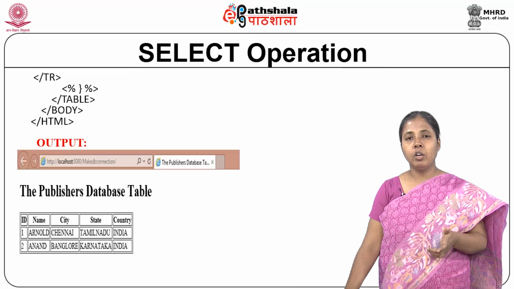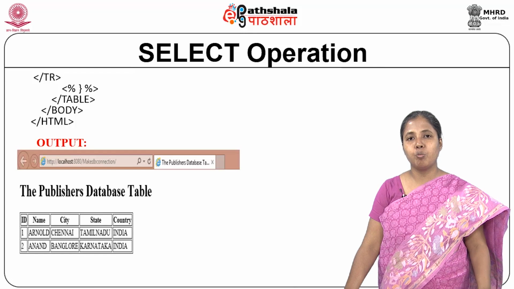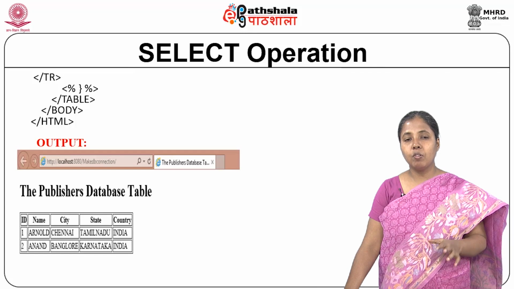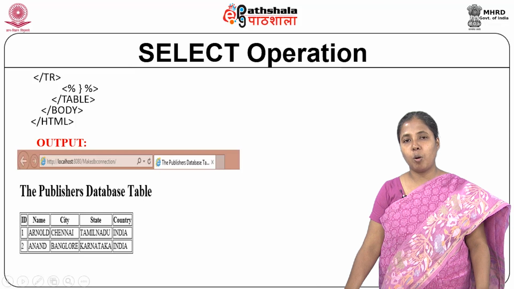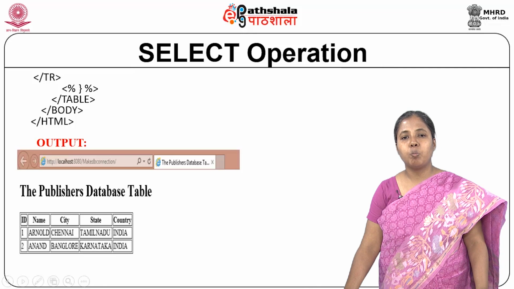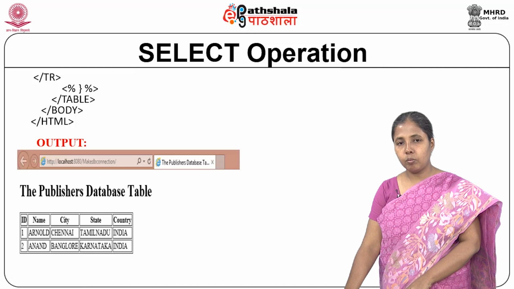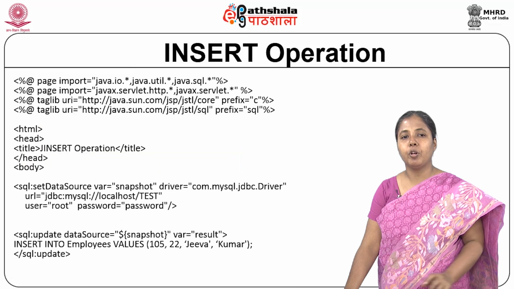So, you will have a folder, and within that folder you have your JSP page. You give this URL, and now it will show the publishers database table. It retrieves all the data and puts it in the form of a table, which is displayed in the browser. So, this is how you do the select operation.